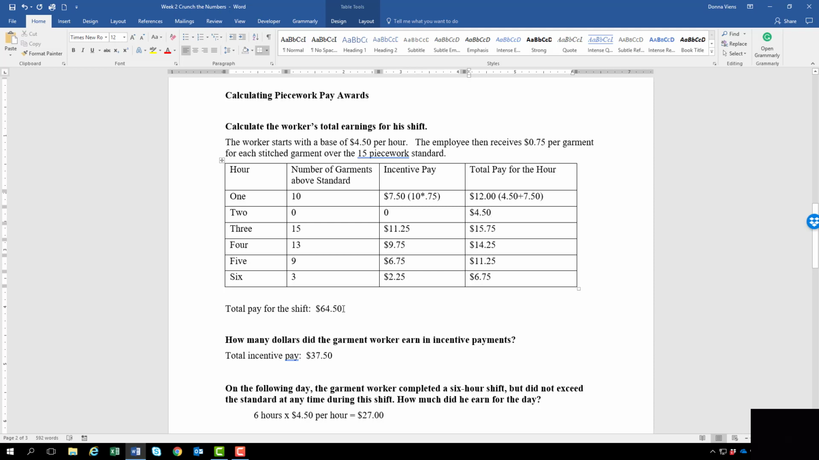How many dollars did the garment workers earn in incentive pay? Just add up the column with incentive pay.